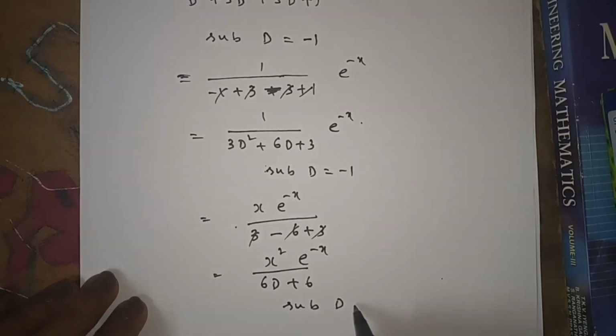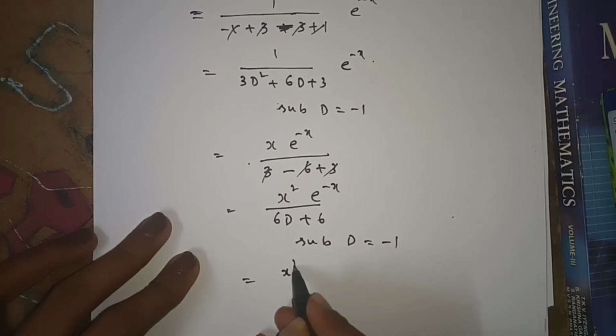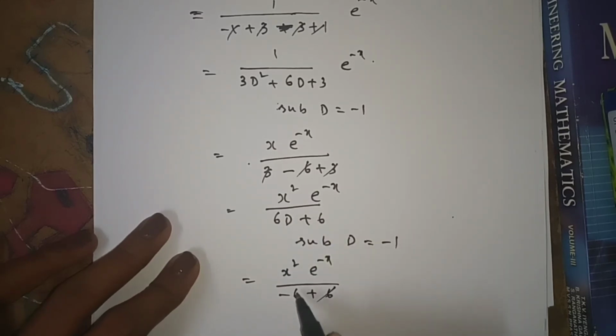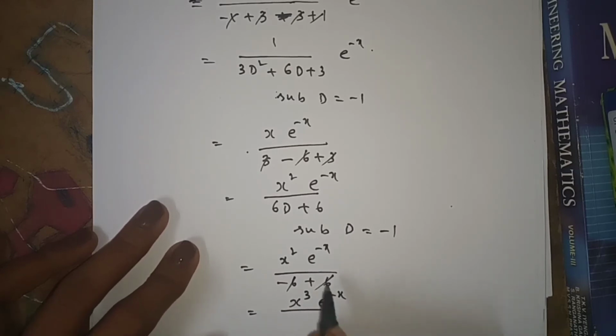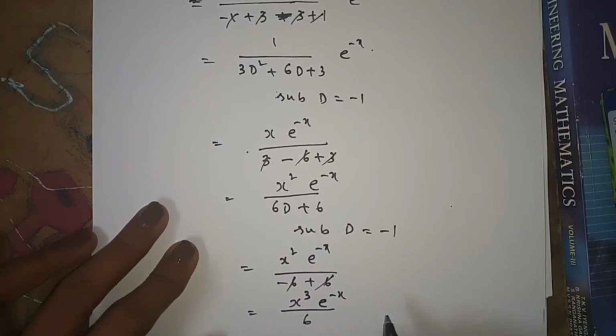Substitute D equal to again minus 1. Now if you substitute D equal to minus 1, how much will you get? Minus 1 if you substitute here, minus 6 plus 6. Again we are getting 0. Whenever you get 0, you differentiate a third time. I am differentiating the third time. x cubed into e to the power of minus x. If you differentiate 6D plus 6 the third time, you will get 6.